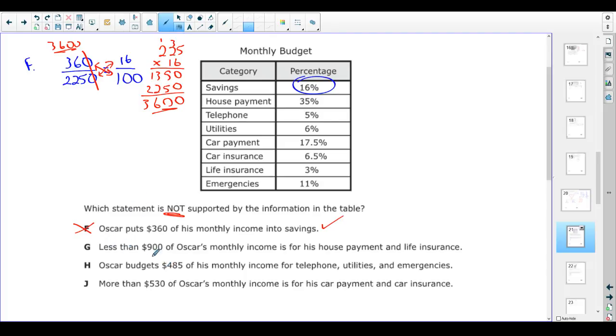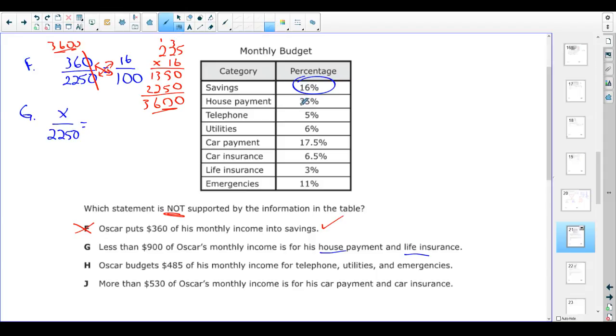Alright. Next one, less than $900 a month of Oscar's monthly income is for house payments and life insurance. This one's not quite as easy to check because it says less than, so it's not going to be exact. So instead of putting in the number that we know, let's leave it as X. Let's figure out how much did he actually put in for his house payment and life insurance. We're going to say X over 2250 equals, and then let's put these two percentages together.